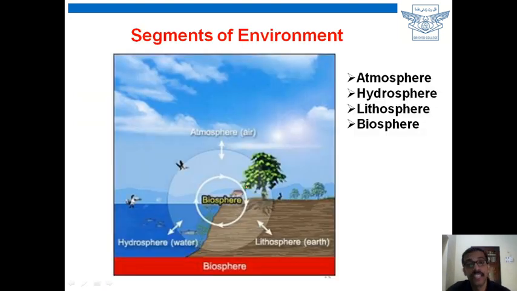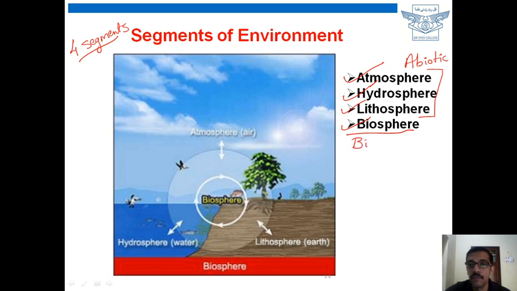Now let us see the segments of environment. Starting from your high school days, you know the concept here, right? You have four different segments for the environment. What are those? You have atmosphere, hydrosphere, lithosphere, and biosphere. The first three correspond to abiotic, and biosphere corresponds to the biotic component.